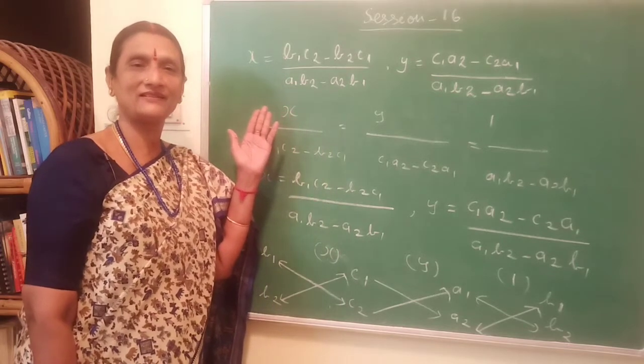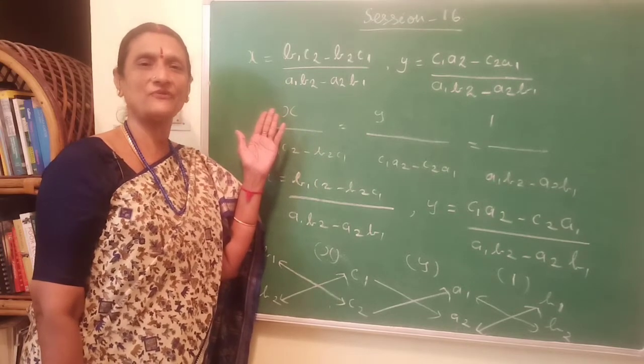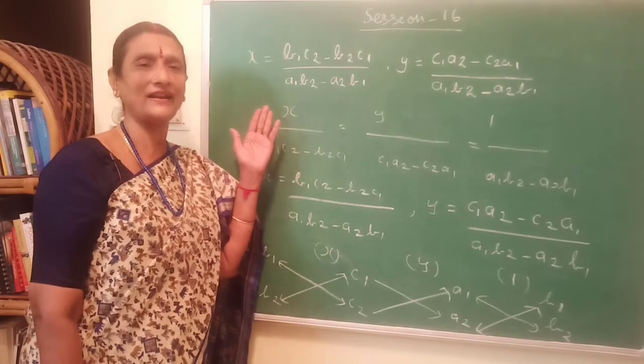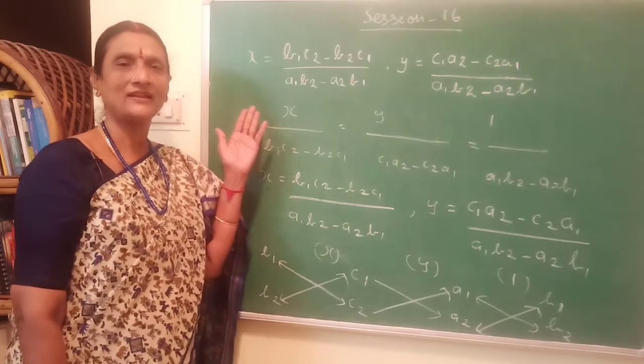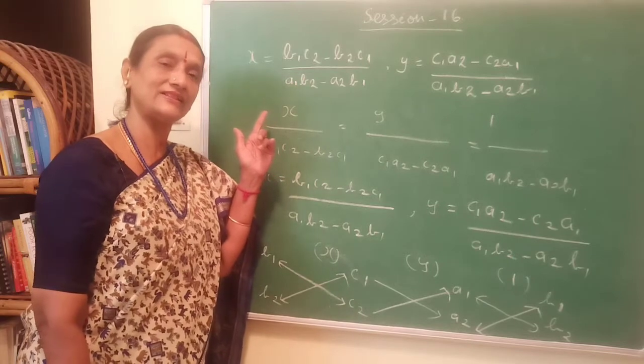If the denominator is 0, we won't get a definite value. Isn't it? It is infinity. We cannot get a value for x and y. Okay, so that we have to find out.